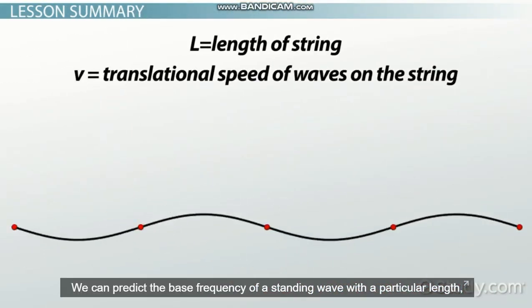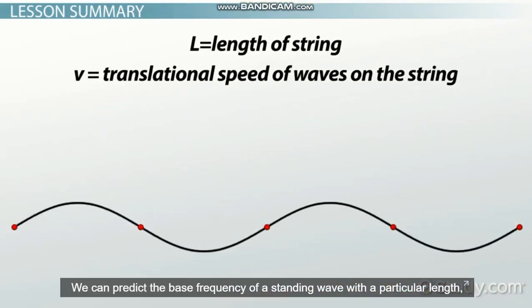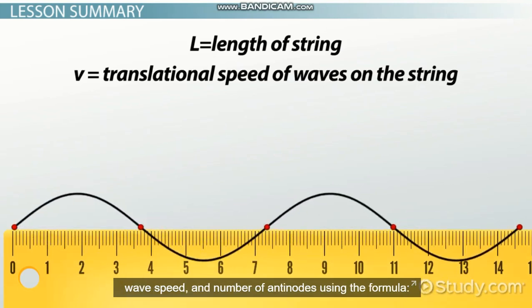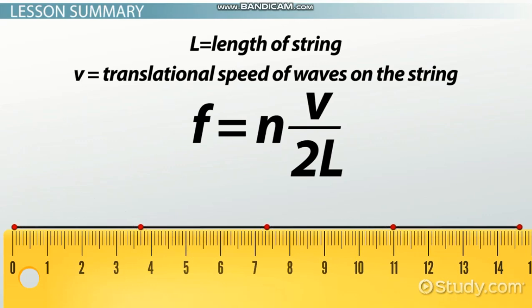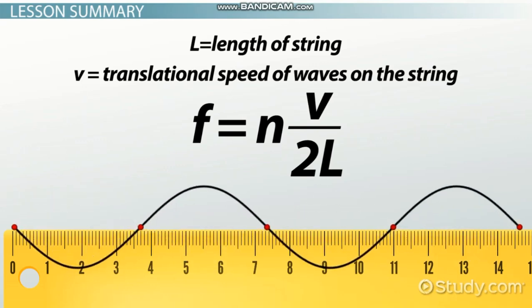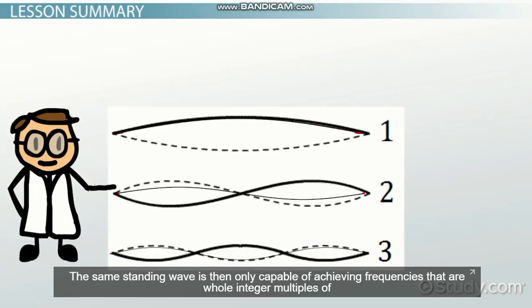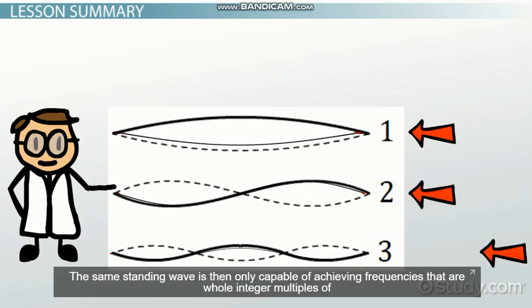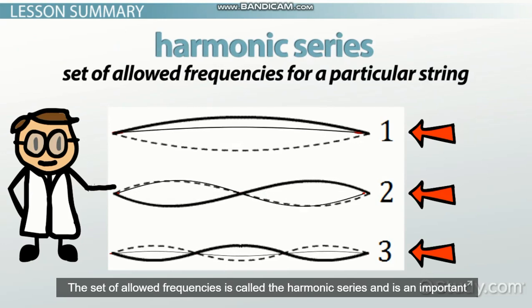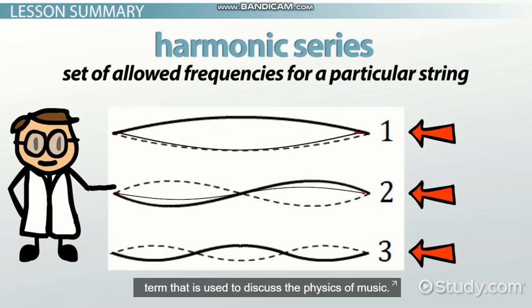We can predict the base frequency of a standing wave with a particular length, wave speed, and number of antinodes using the formula F equals N times V over 2L. The same standing wave is then only capable of achieving frequencies that are whole integer multiples of its base frequency. The set of allowed frequencies is called the Harmonic Series and is an important term that is used to discuss the physics of music.